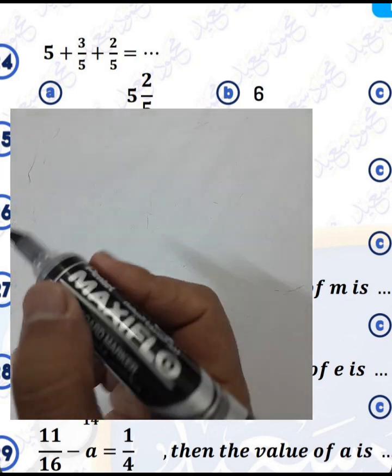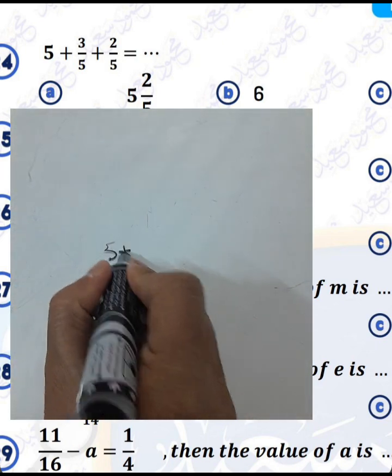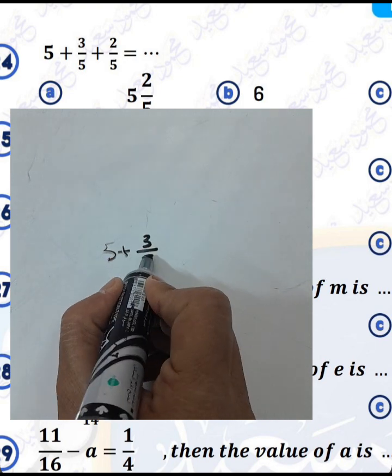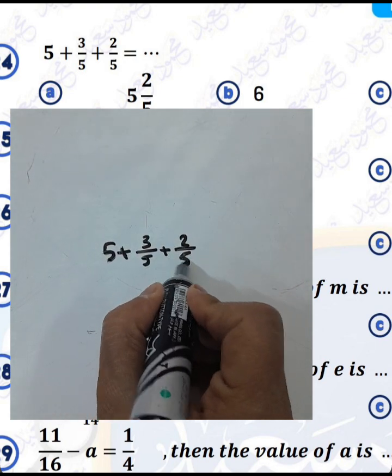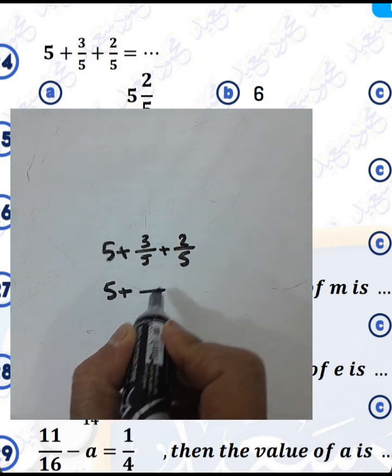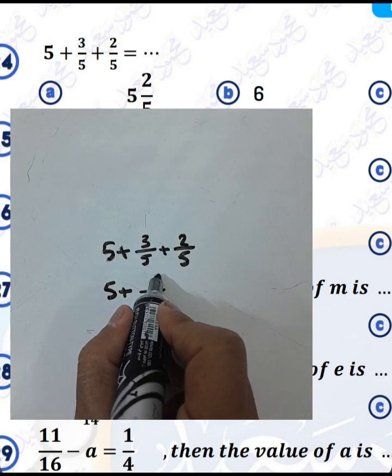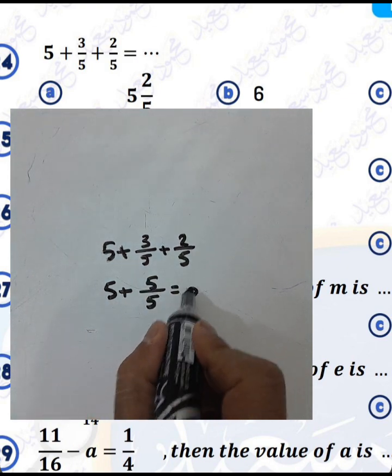5 plus 3 over 5 plus 2 over 5. We can write 5 plus... 3 plus 2 equals 5. 5 over 5 is 1. 1 plus 5 equals 6.